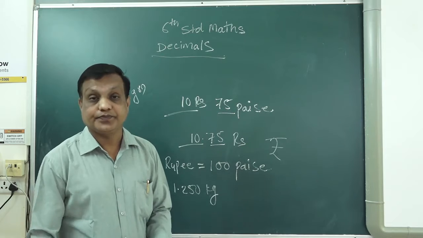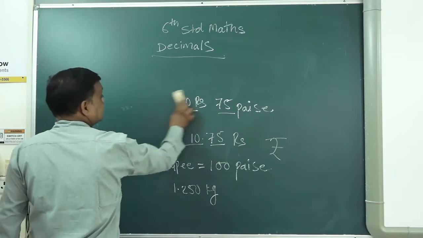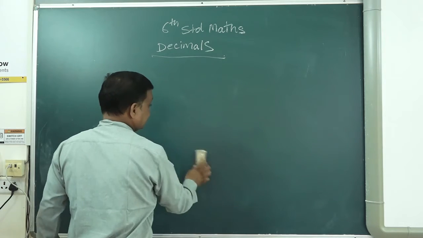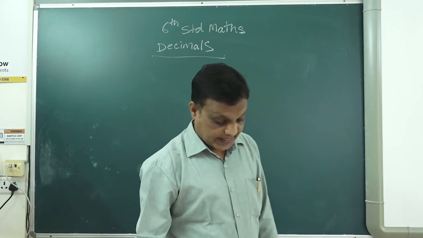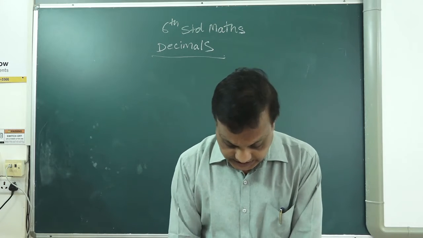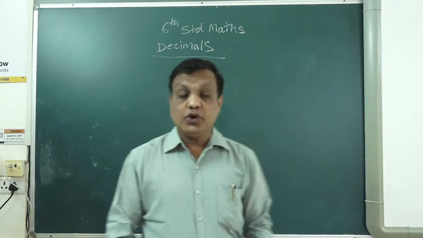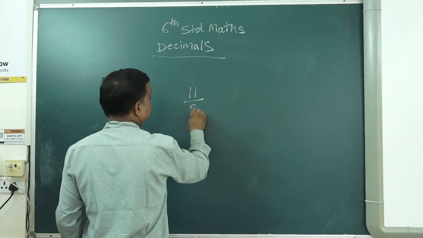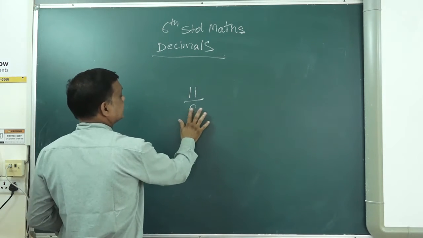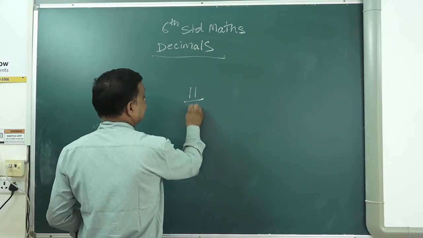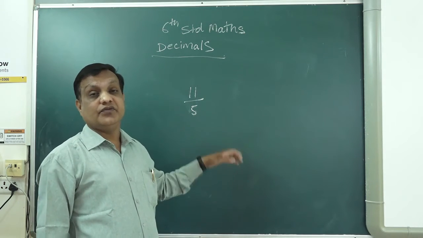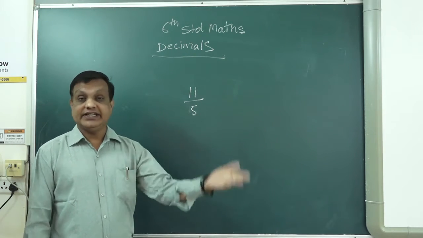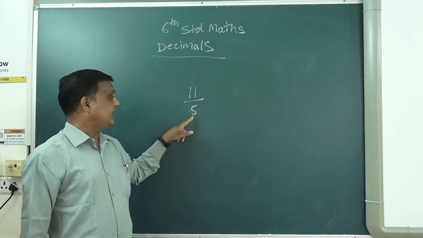Now we will see how to convert a number into decimals. As you know the fraction, this is 11 upon 5. This 11 upon 5 I want to show in a decimal. This is a fraction, as we saw in the fraction chapter, with numerator and denominator.